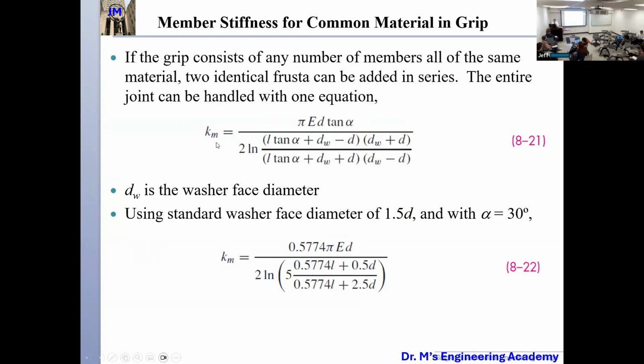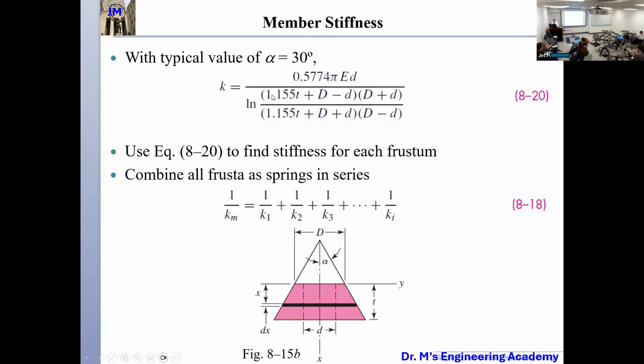So here are some observations. If the group consists of any number of members, all of the same material, and two identical conical frusta can be added in series. Why? Because this K is related to Young's modulus. Okay.